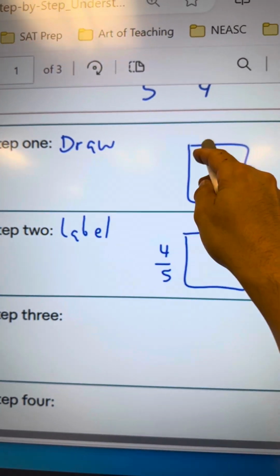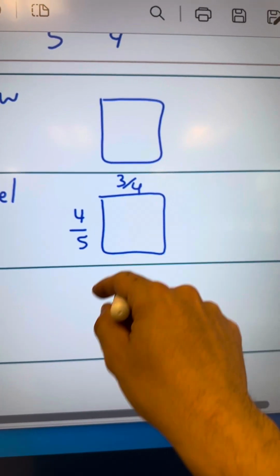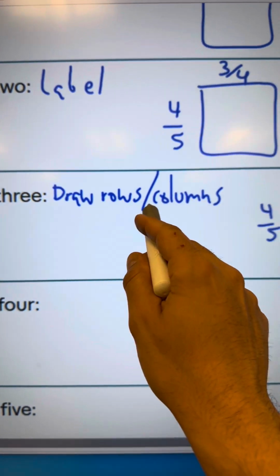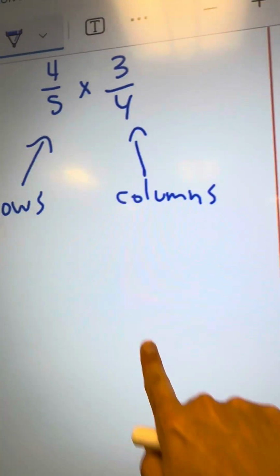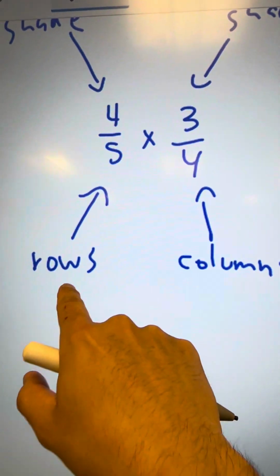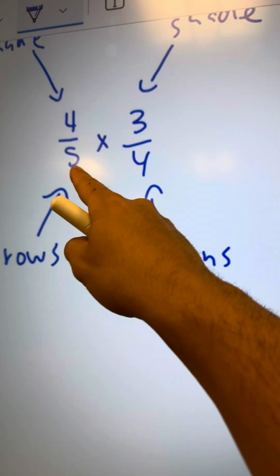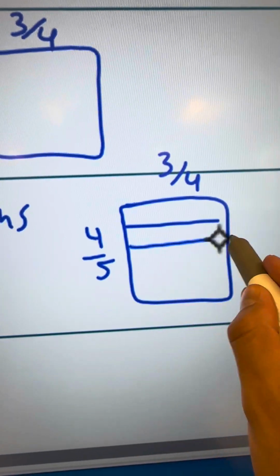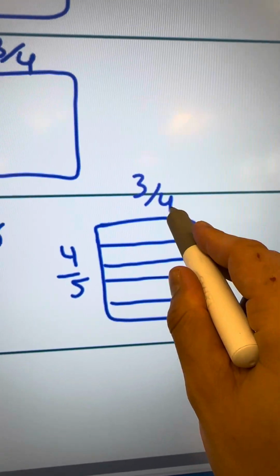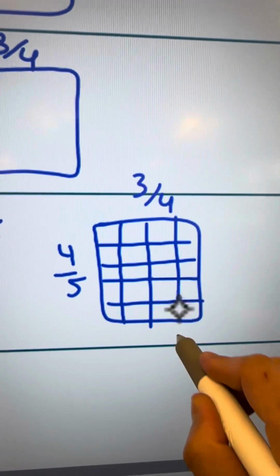In step 1, you're going to draw your square. Step 2, you're going to label the square, so 4/5 by 3/4. Step 3, you're going to draw the rows and columns. So in this step, remember the bottom numbers. As I labeled over here, the bottom numbers tell me how many rows and how many columns. So 5 rows and 4 columns. And since I put the label 4/5 here, I know I'm going to draw 5 rows this way. And I have the label 3/4 here. So I know I'm going to do 4 columns this way.